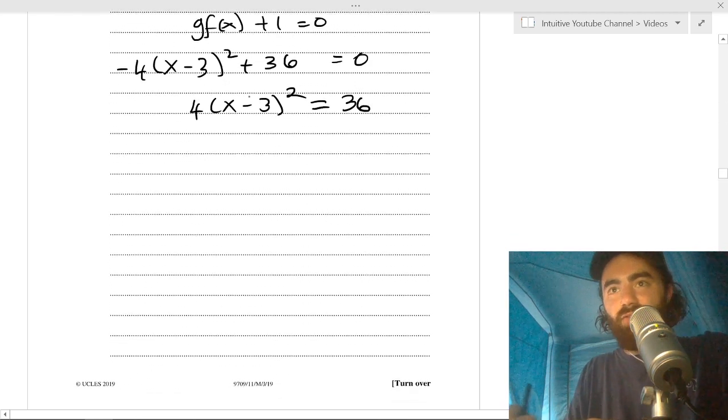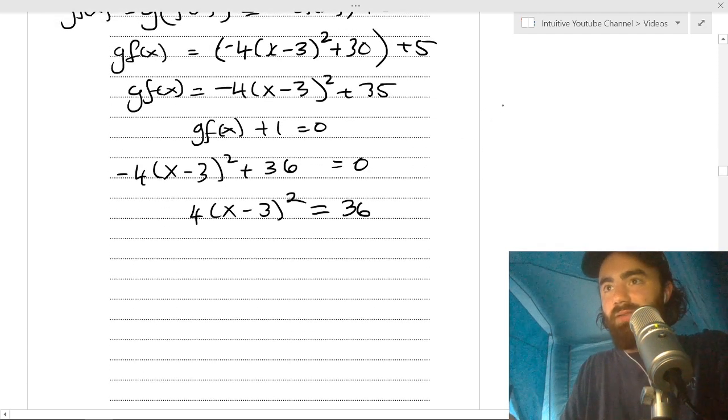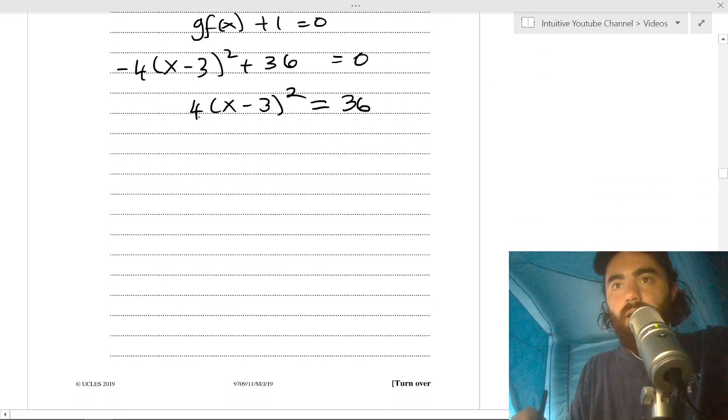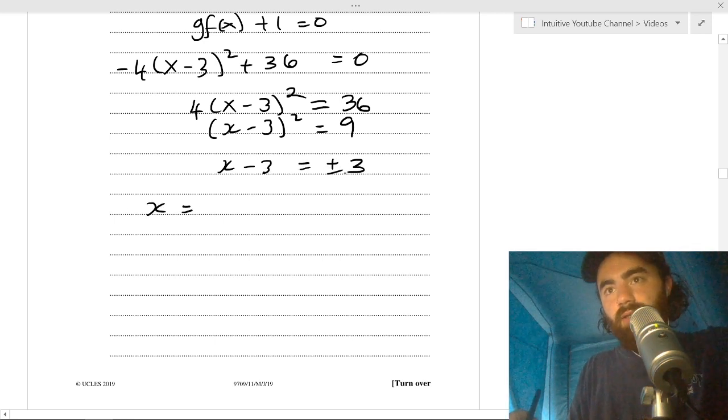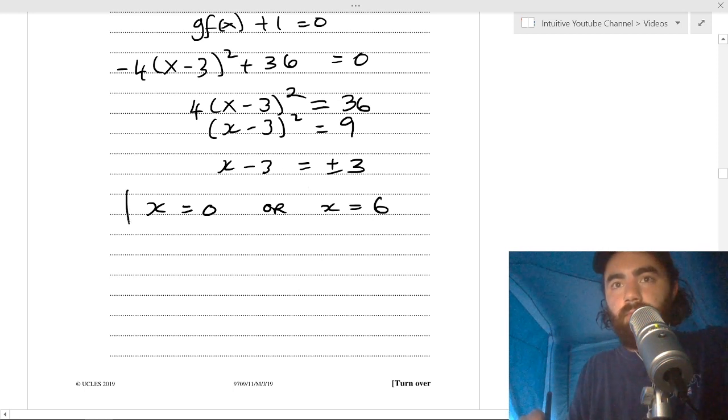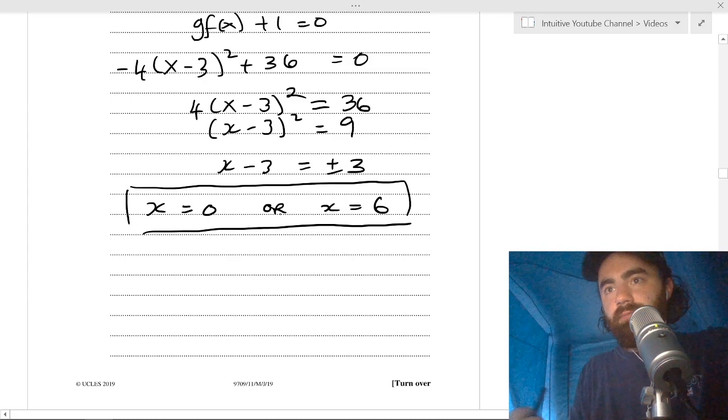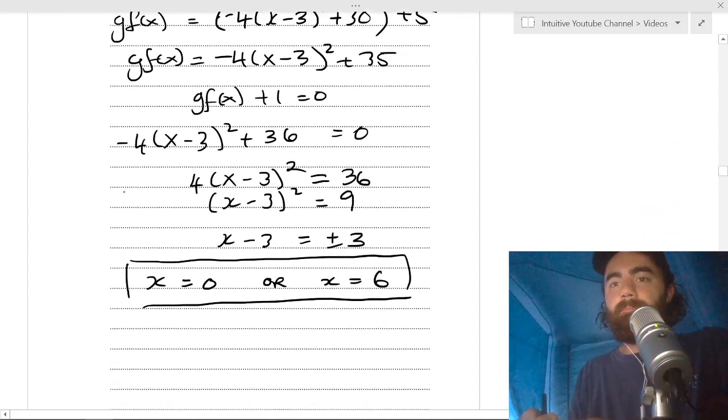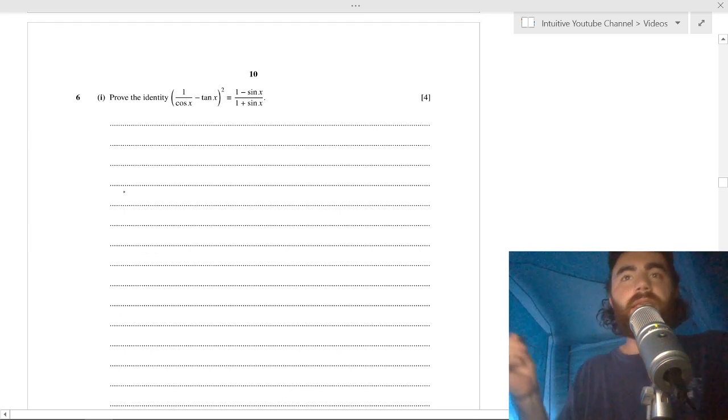So I've taken that over, and then because they're equal, x equals y and y equals x, same thing. Let's divide by 4, so we get x minus 3 squared equals 9. Square root both sides, we get x minus 3 equals plus or minus 3. So we get two solutions. When x equals minus 3, we get 0, or when x equals plus 3, we get 6. So those are the possible values for x. Let's keep going.